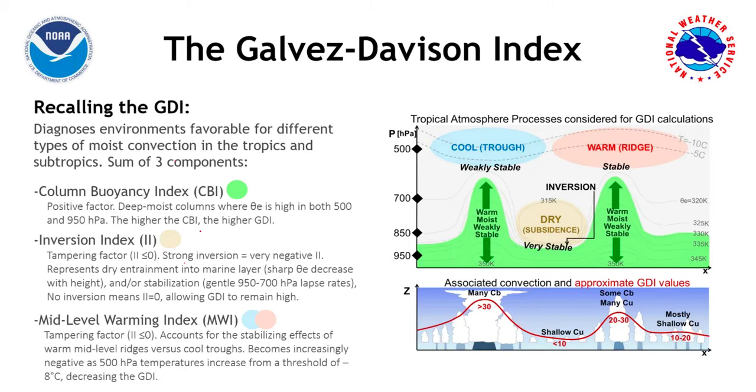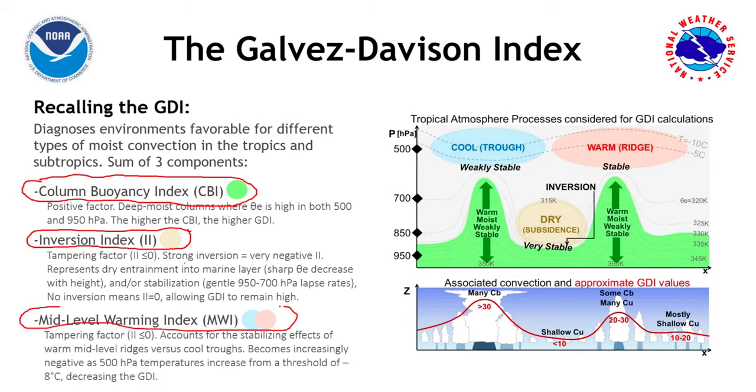So the GDI is a sum of 3 different indices. First, we have the column buoyancy index, which describes the amount of heat and moisture in the column. Then we have the inversion index, which describes the effects of the trade wind temperature inversion on drying and stabilizing convection. And finally, we have the mid-level warming index, which describes the effects of the thermal aspects of the mid-troposphere on stabilizing or destabilizing convection.